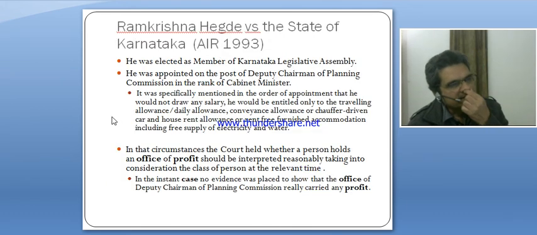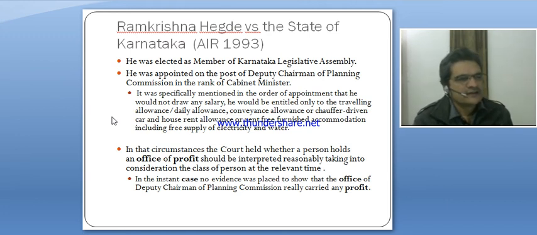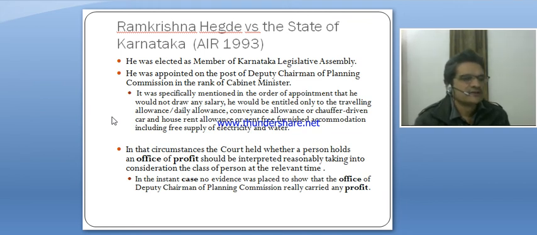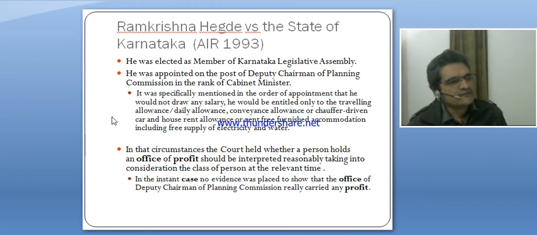Let us take another case. This happened way back, where Ramakrishna Hegde, if you remember, a very prominent politician who happened to be the member of the Karnataka Assembly, was appointed as Deputy Chairman of Planning Commission. Now, this matter also attracted an issue whether he is holding an office of profit, that is the office of Deputy Chairman of Planning Commission. Will that be an office of profit? And if that is an office of profit, he has to be disqualified from being the member of the assembly.